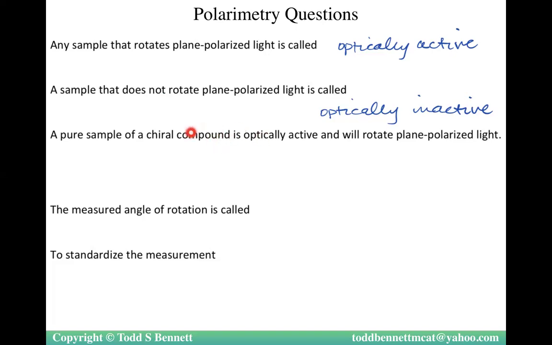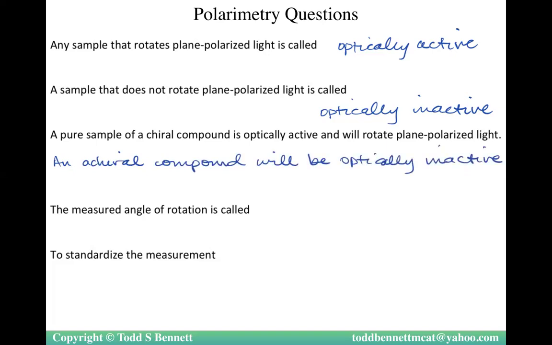If a pure sample of a compound is optically active, it will rotate plane polarized light. Okay, so just a random fact: an achiral compound will be optically inactive, which means it will not rotate it. The measured angle of rotation is the observed rotation, alpha. The standard one, when we divide everything through, is the specific rotation. So this is the one we measure by.